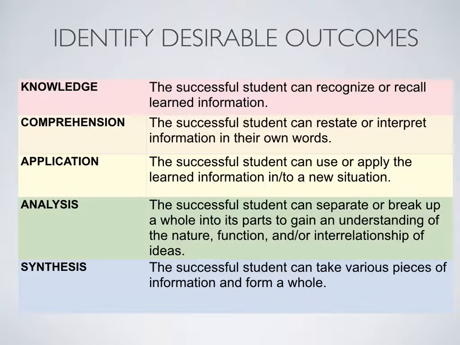So Bloom's taxonomy can be a nice support for us as we articulate learning outcomes. The taxonomy assists us in identifying learning outcomes that range in levels of cognitive thinking. So these levels are knowledge, comprehension, application, analysis, and synthesis.